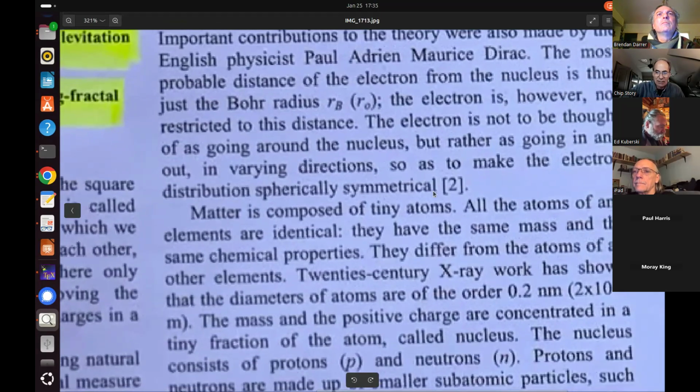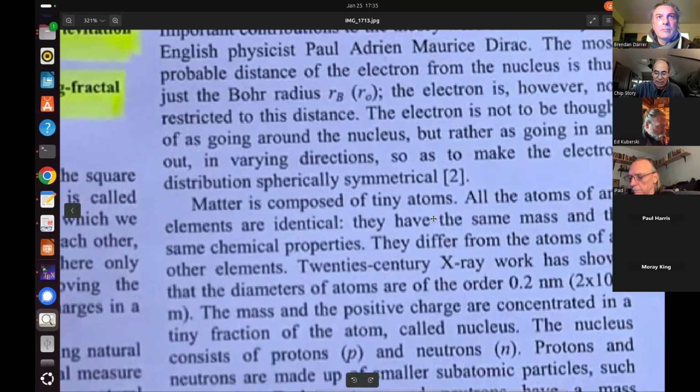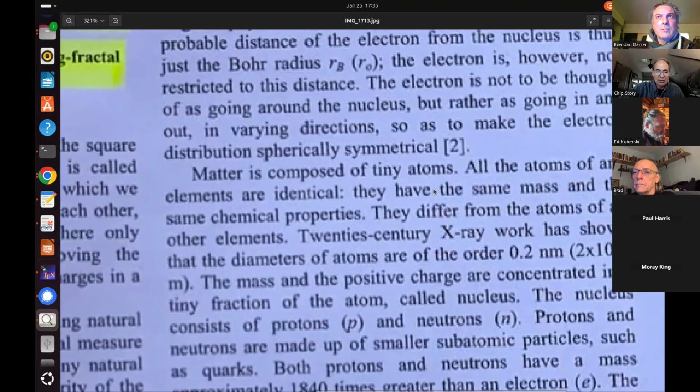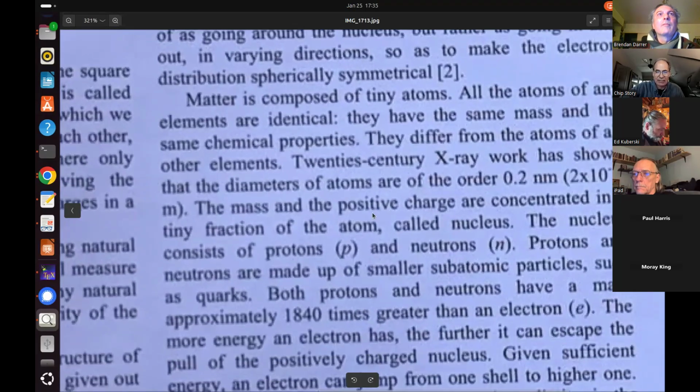The electron is not to be thought of as going around the nucleus, but rather as going in and out in varying directions, so as to make the electron distribution spherically symmetrical. A probability cloud, my insert.